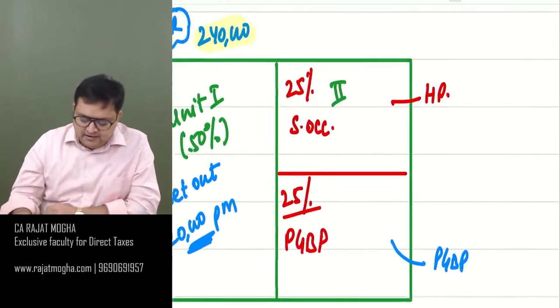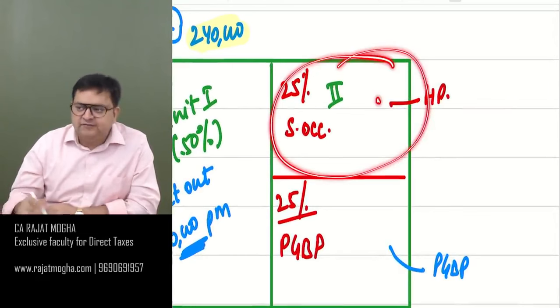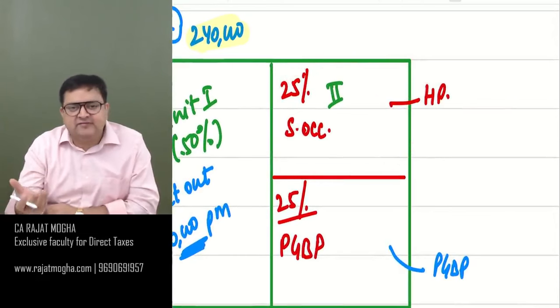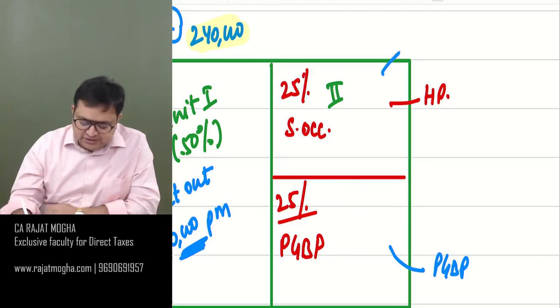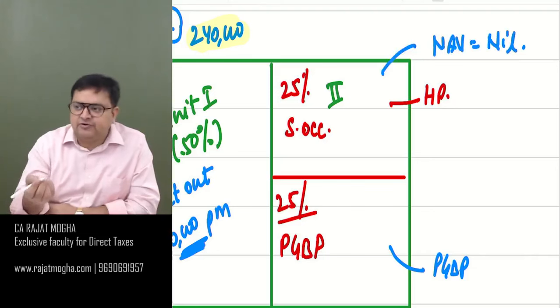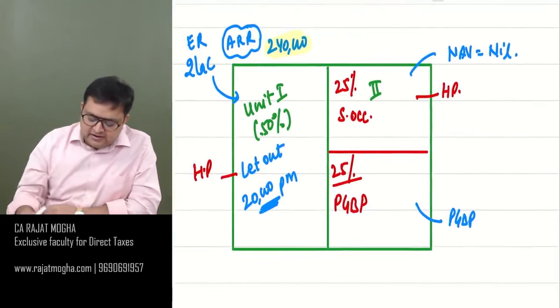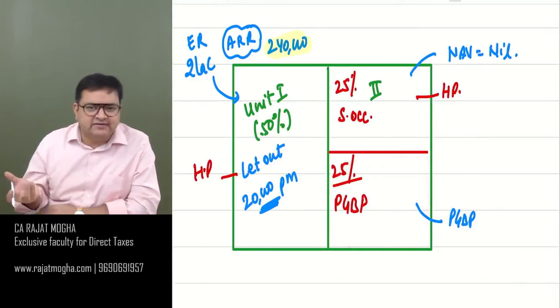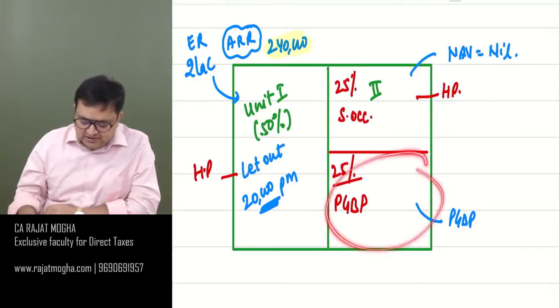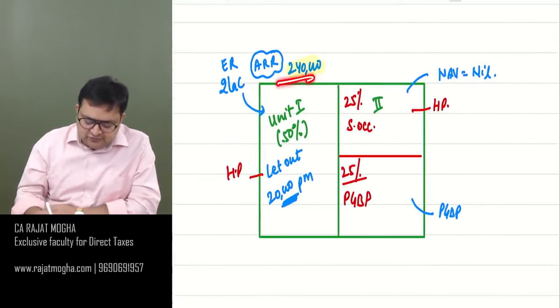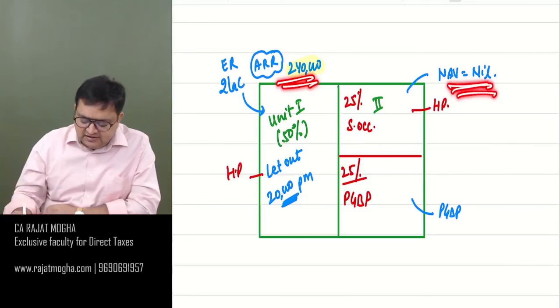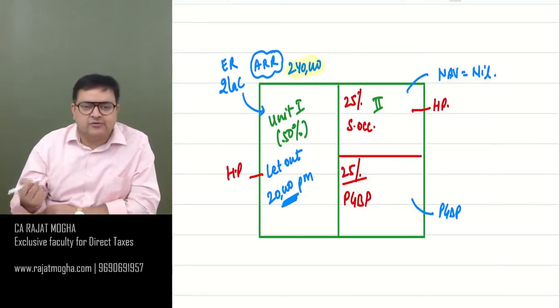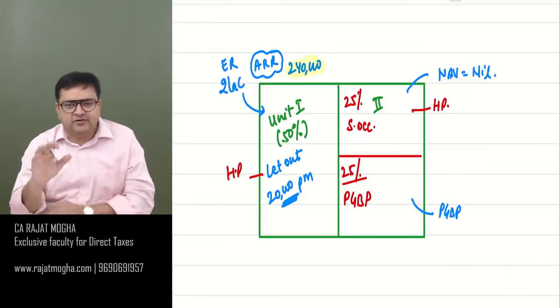Correct? Guys, for self-occupied property, we start with NAV and we take the NAV as nil. So for self-occupied property, we take NAV as nil. And here we'll not take anything because this is PGBP. Here we don't take GAV, NAV, etc. So this is PGBP. So here the GAV is 240. Here the NAV is nil. And here nothing. No house property. I believe everybody is clear on this. No confusion.